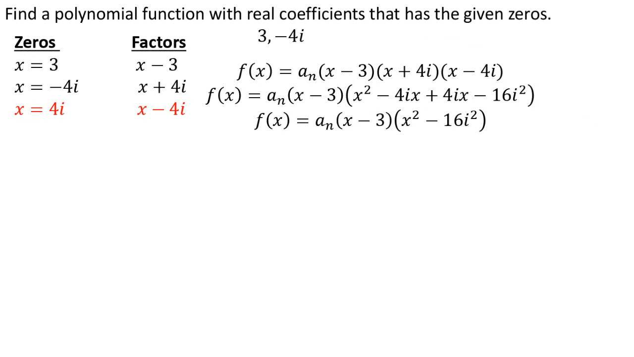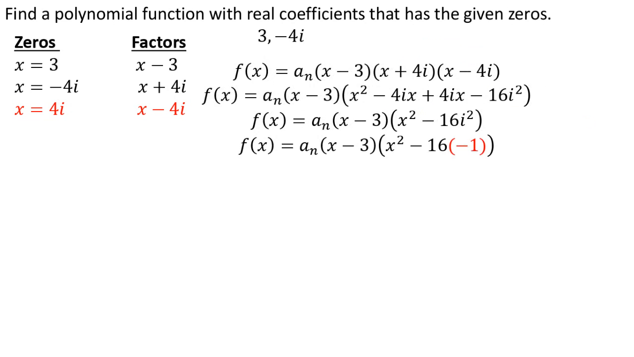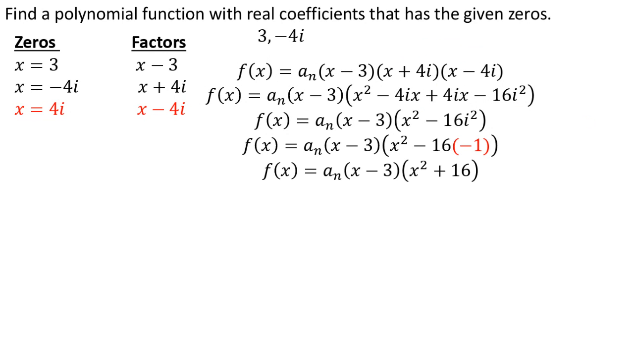What can I do with this i squared? I can replace it with a negative 1. Okay. So negative 16 times negative 1 is a positive 16. And so now we have x minus 3 and x squared plus 16. Multiply those together. Okay, so we're going to have x times x squared, which gives us x cubed. And then x times 16 gives me 16x, negative 3x squared, and negative 48.